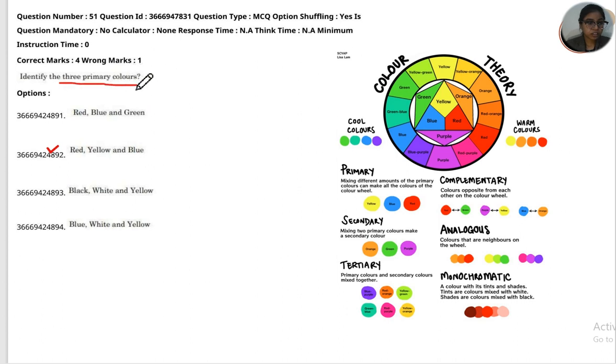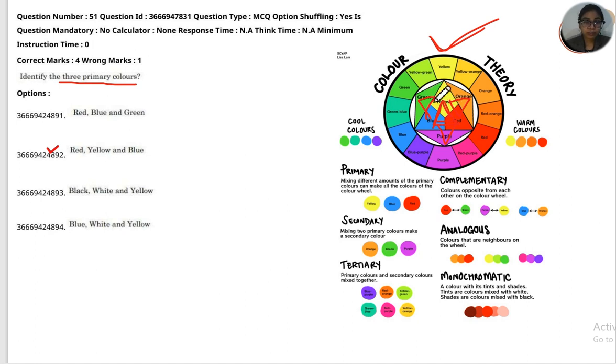Identify the three primary colors. This is a very simple question. You have to identify the primary colors. As you can see, this is your color wheel, in which the primary colors are red, yellow and blue. Then we have our secondary colors when we combine two primary colors. Combining blue with yellow, we get green. Combining yellow with red, we get orange. And combining blue with red, we get our purple color. In this way, secondary color is obtained from your primary colors.